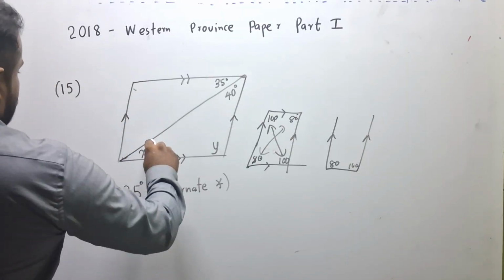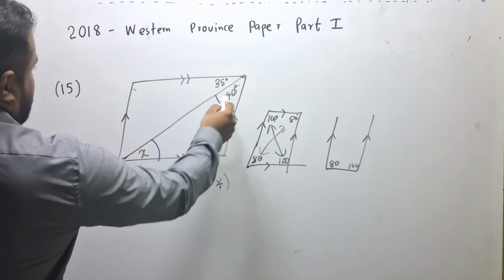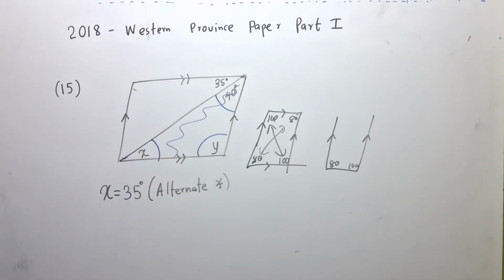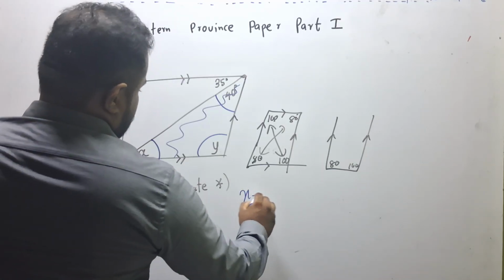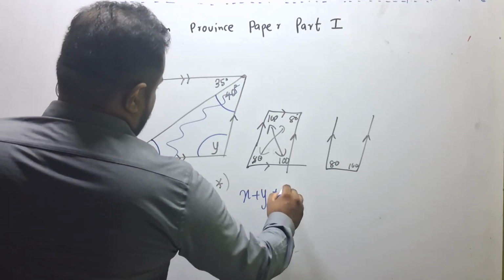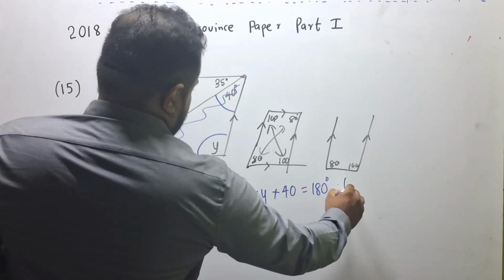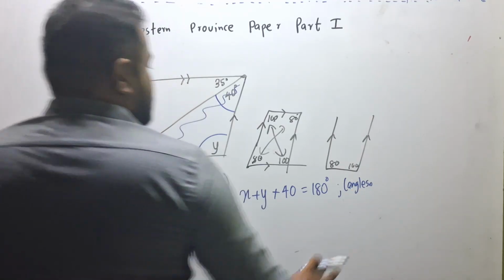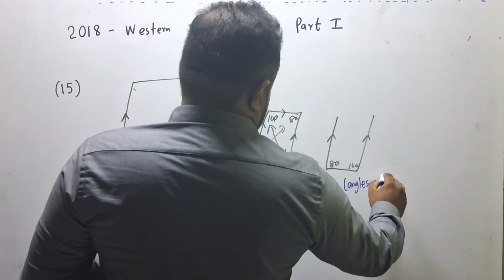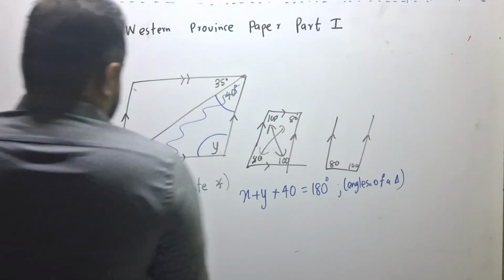This is x, this is y, this is 40, and this shape is a triangle. So I can write x plus y plus 40 equal to 180. What's the reason? Interior angles of a triangle. Now we know x is 35.